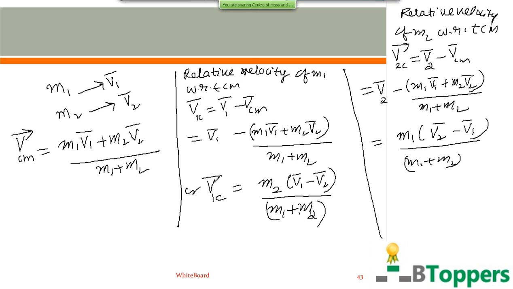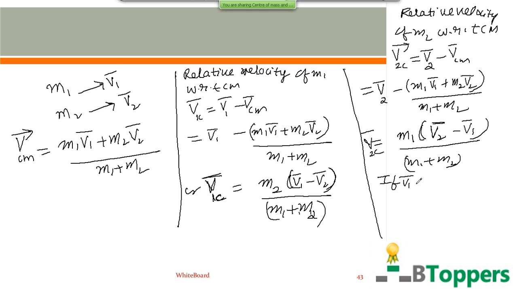So the direction of v bar subscript 1c, that means the direction of the velocity vector of m1 with respect to center of mass, is in the direction of the vector difference v1 bar minus v2 bar. The direction of v bar 2c, that means the direction of the velocity vector of m2 with respect to center of mass, is in the direction of the vector difference v2 bar minus v1 bar.